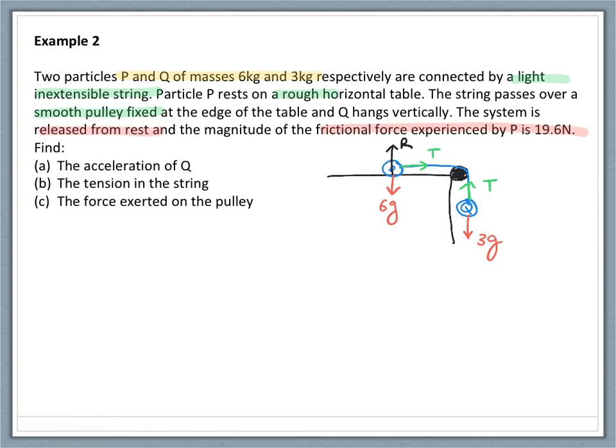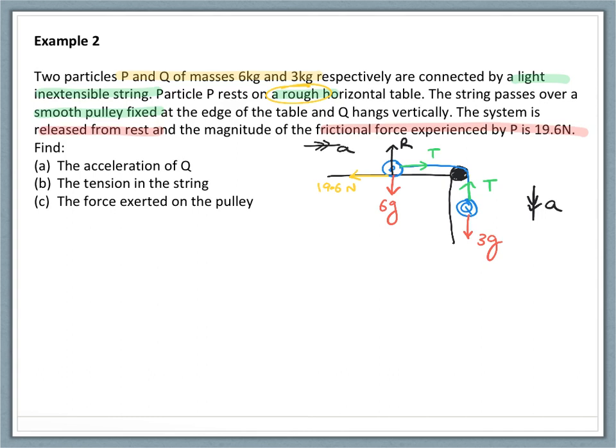Now, there is a frictional force experienced by P because remember the table was rough. So that is going to be in this direction and it's 19.6 newtons. Let's just quickly think about why the friction would be acting in this direction. Now, the system is currently being held at rest and it's then going to be released from rest. As soon as it is released from rest, Q will start accelerating downwards like that. This will cause P to accelerate to the right like this.